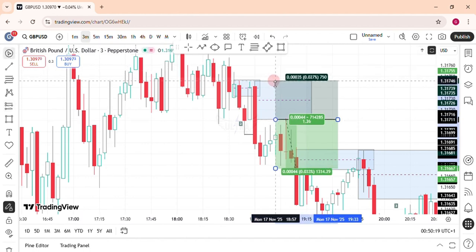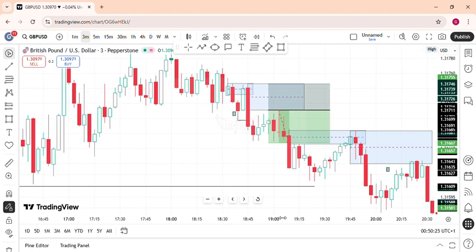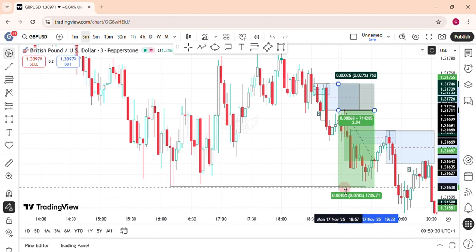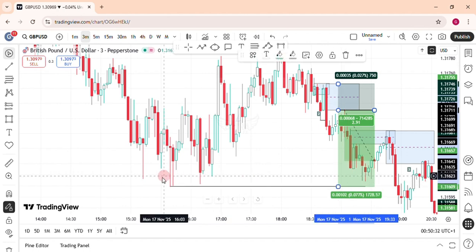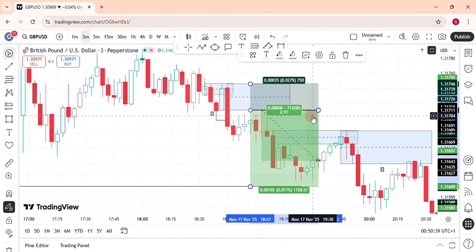Here we'll put our stop loss, and you can see how price taps into this area and gives us a move to the downside. We can use this extreme low for our take profit. This is giving us a 2.91 risk to reward ratio. So that was our trade number 2.